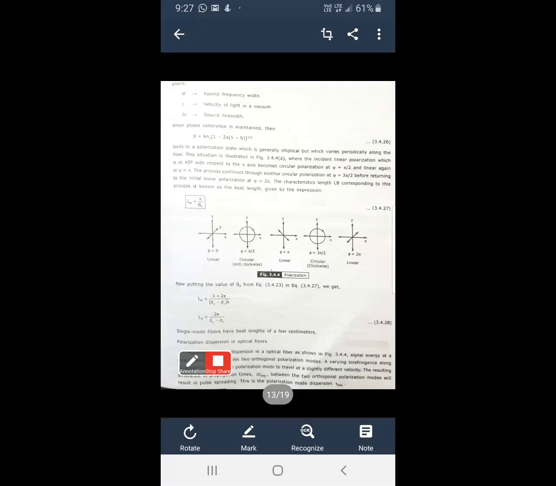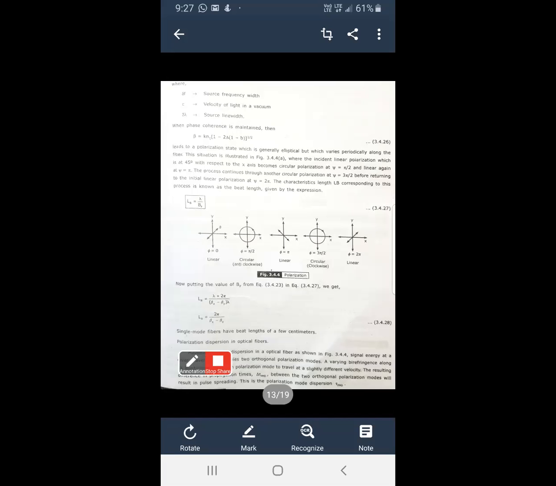When we take the beat length, it is represented as lambda by birefringence. So by putting the value of birefringence in the beat length, we finally obtain LB is equal to L into 2 pi by (beta x minus beta y) into lambda. So lambda cancels, and the beat length is equal to 2 pi by (beta x minus beta y).